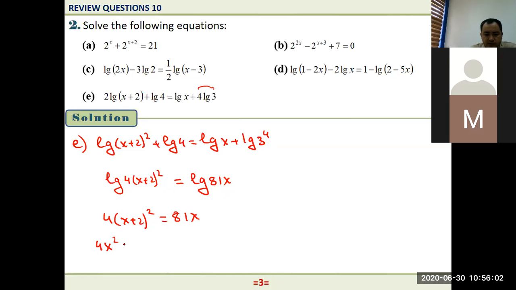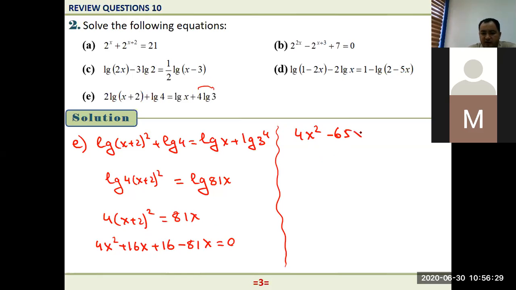Now from here, what do we have? 4 times x squared plus 2 times 2x, that is 4x multiplied by 4, 16x. Here we have 4 times 4, 16. Minus 81x equals 0. Let's simplify this. Here we have 4x squared, 16 minus 81, that should be minus 65x, and plus 16 is equal to 0.